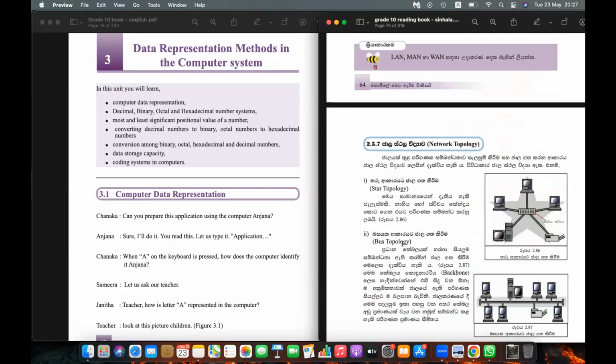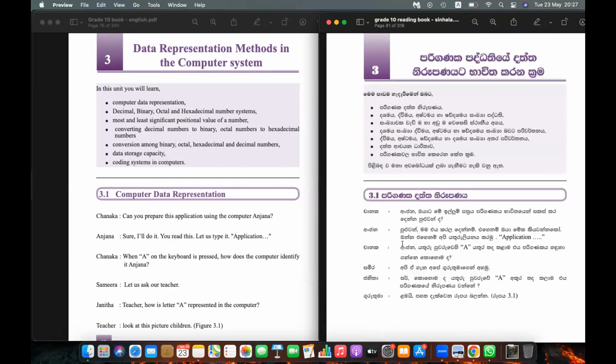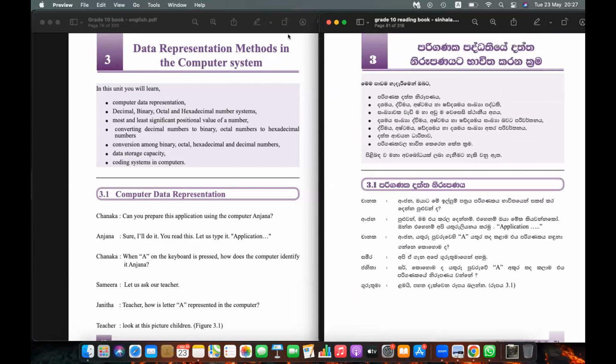The computer does not work with binaries. What the computer has are signals, right? These signals are high voltages and low voltages. Signals are high voltages and low voltages.